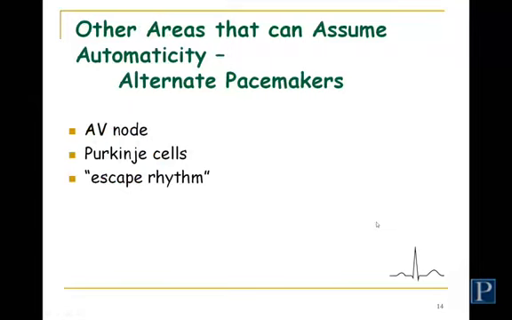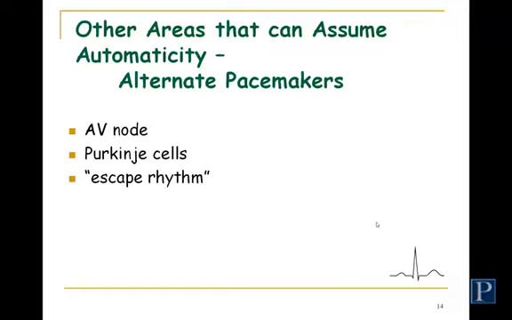Now, question is, what happens if there's an issue? Maybe the SA node couldn't fire. There's something wrong with it. Well, there are other areas within the heart that can assume the position of being a pacemaker. They normally have automaticity. So we have P cells in the AV node, which function as pacemaker cells. The Purkinje cells don't have P cells, but the Purkinje cells also can exhibit automaticity.